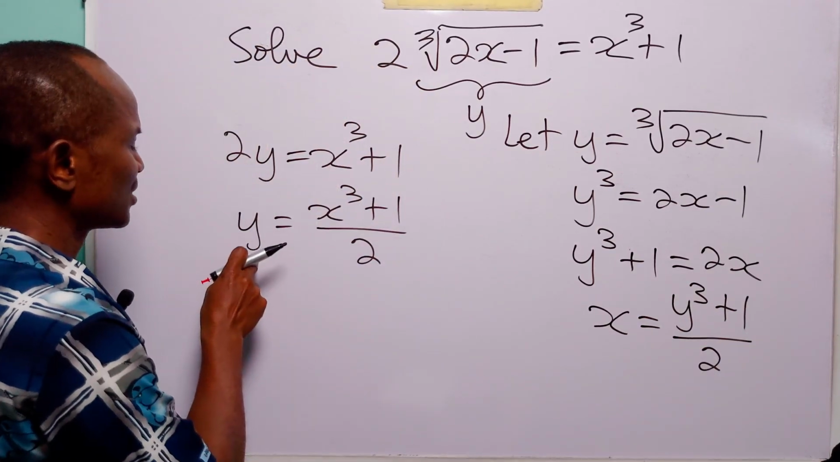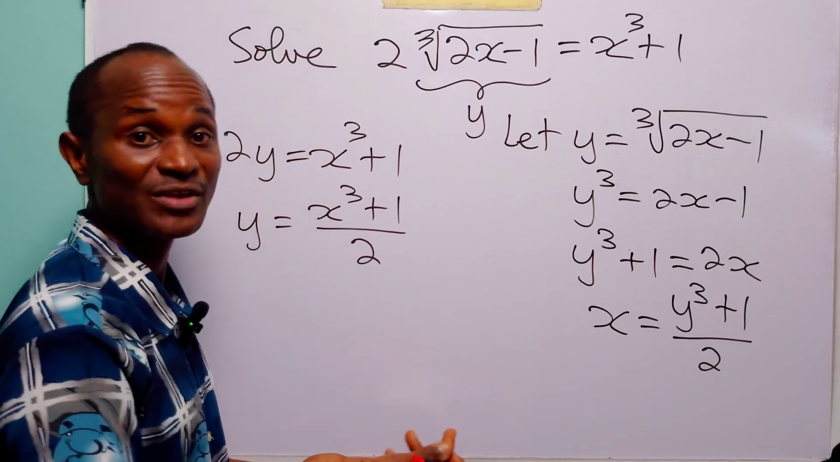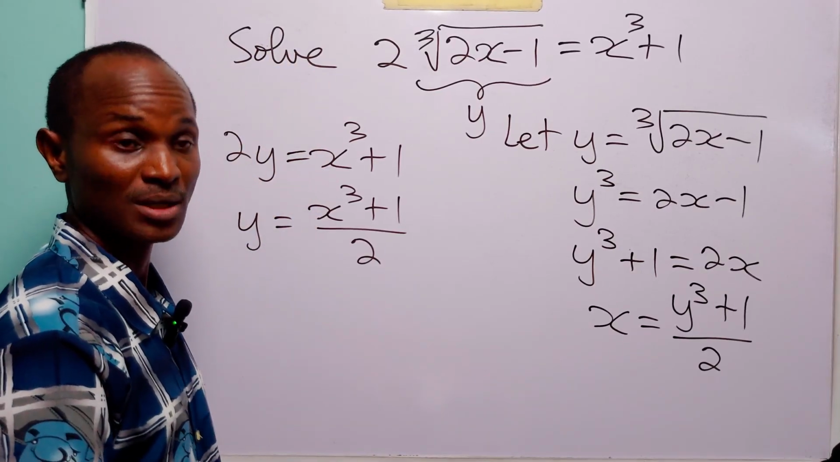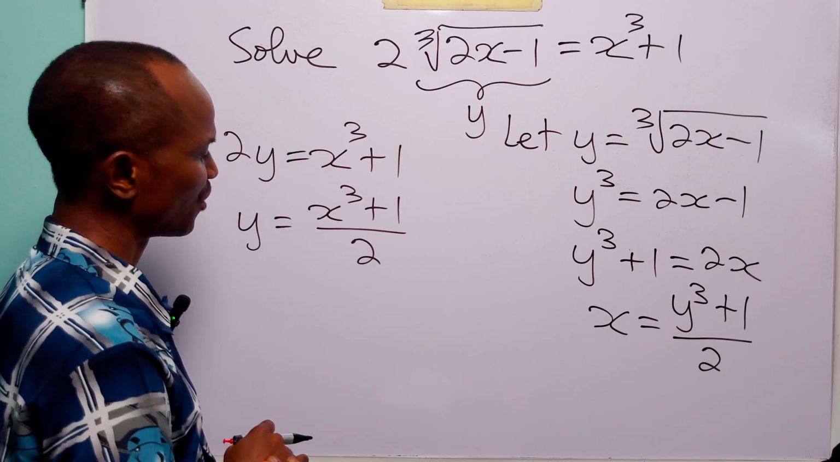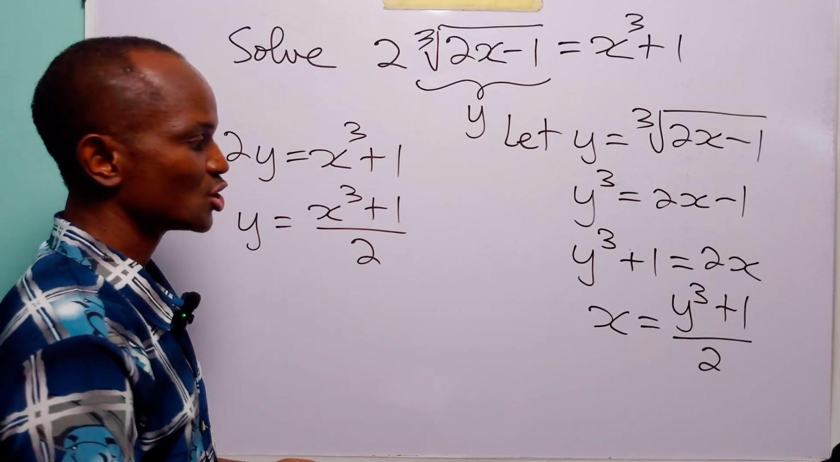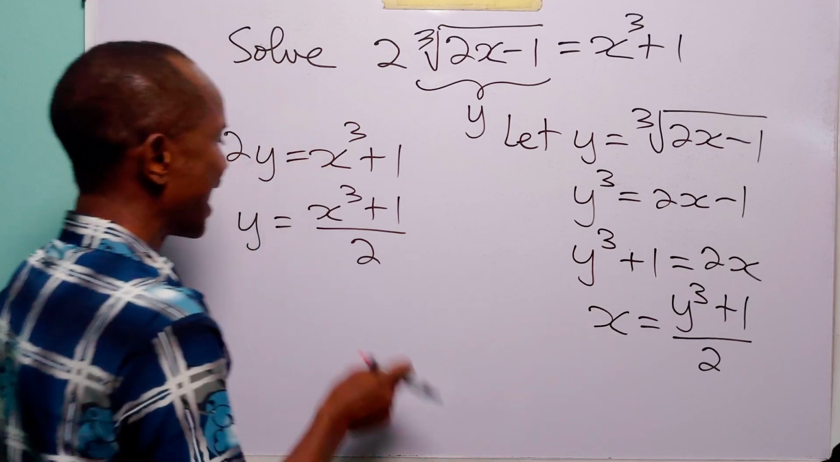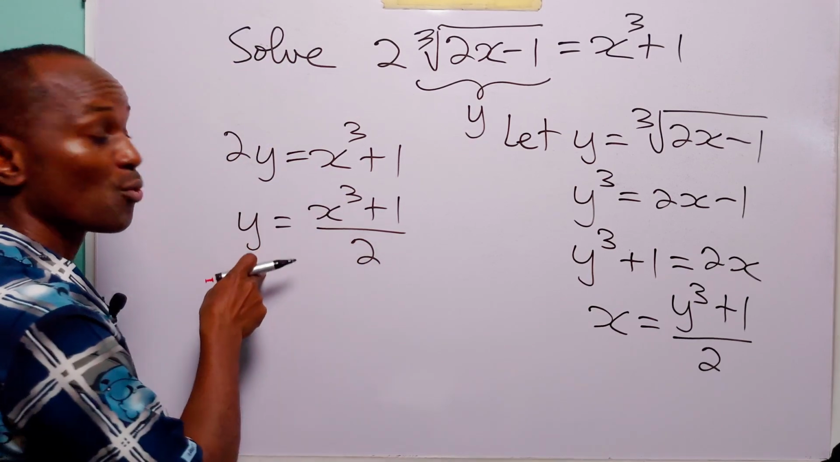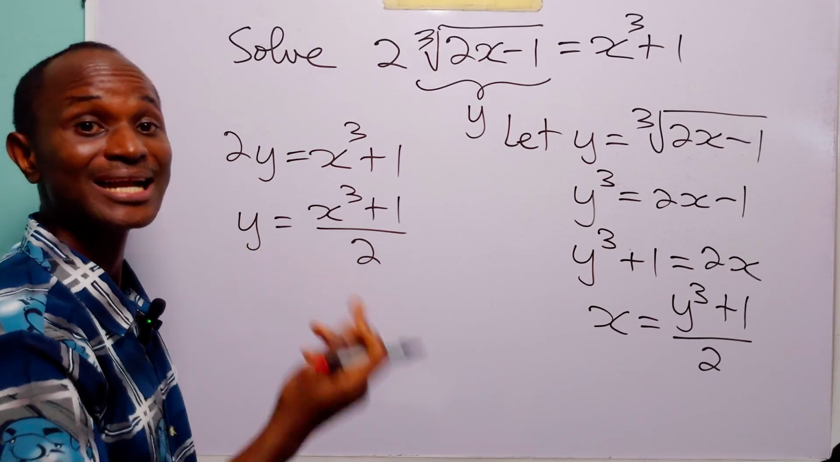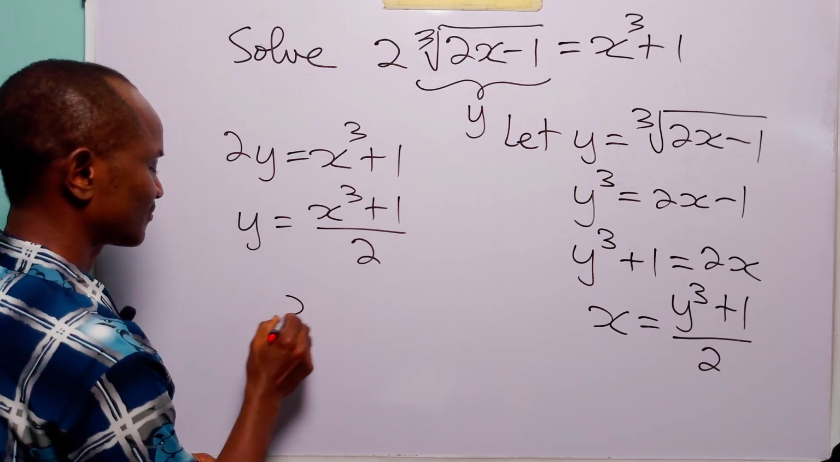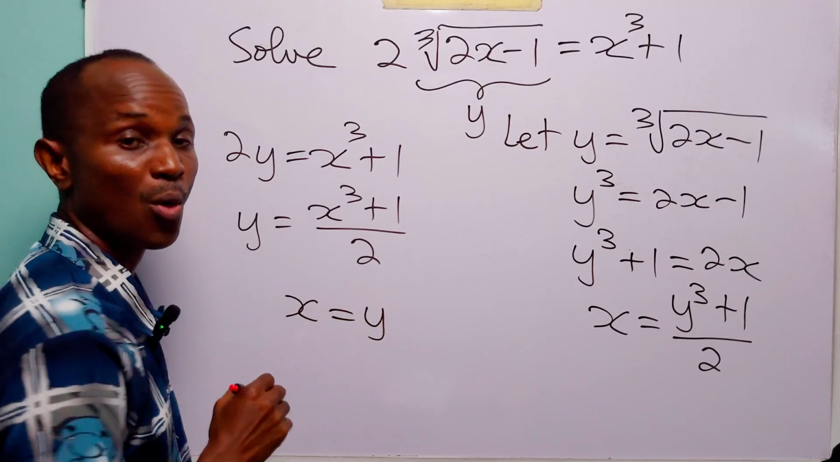You can see that both y and x are given by the exact same function. And this function is monotonically increasing. So when we plug in y, we are going to get x. And when we plug in x, we are going to get y. And this can only happen when x is equal to y.